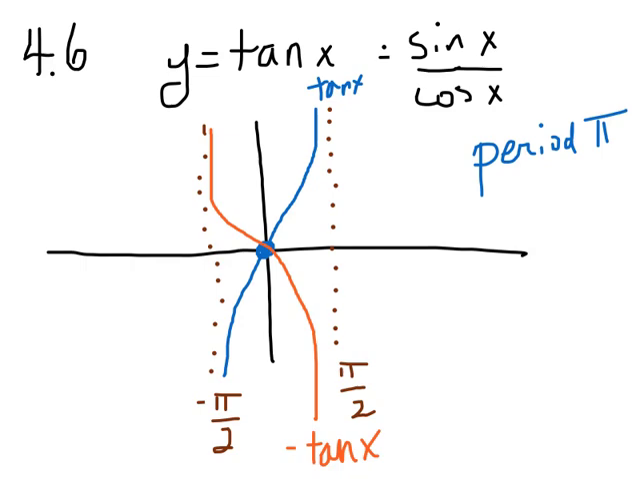It has asymptotes at pi halves. The period is pi. So if I have pi halves here, the next asymptote is over here at 3 halves pi. And how did I get that? Added pi to pi halves, right? Pi plus pi halves would be 3 pi halves. There's the next asymptote. So every pi, you have an asymptote.